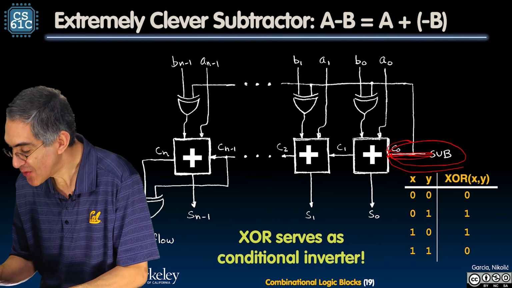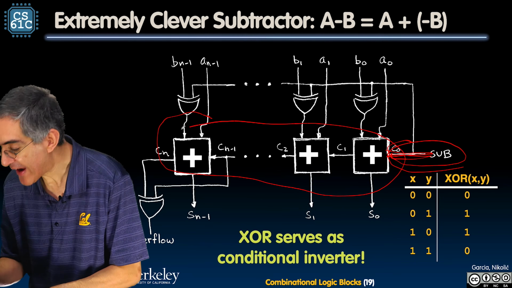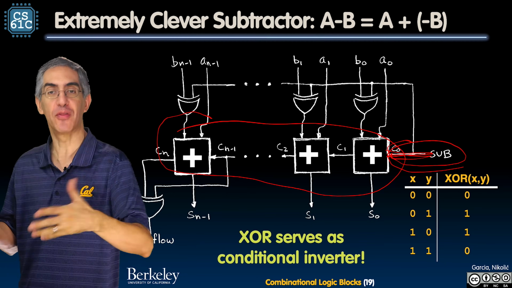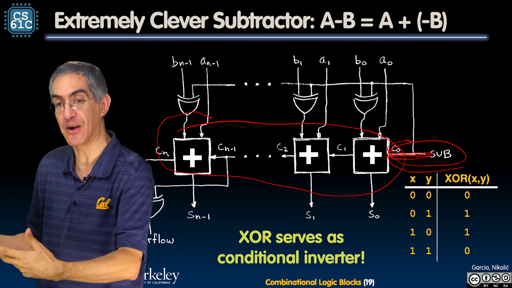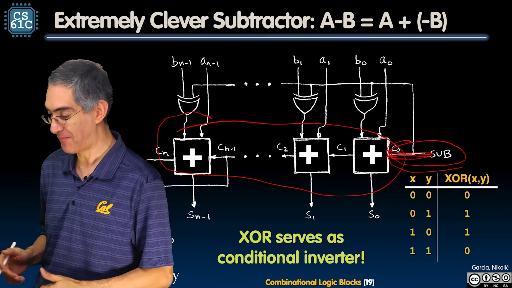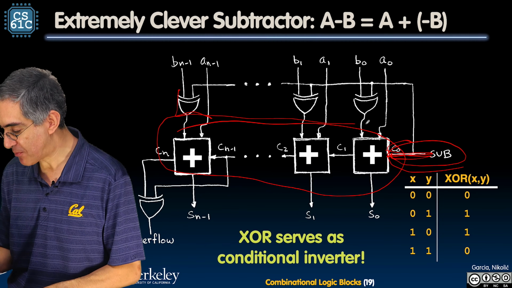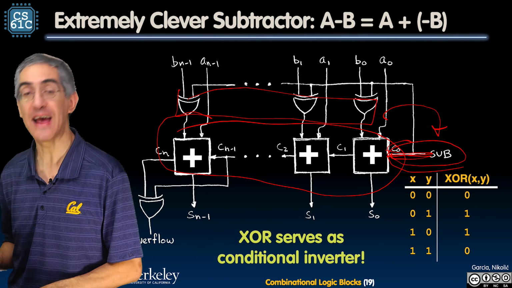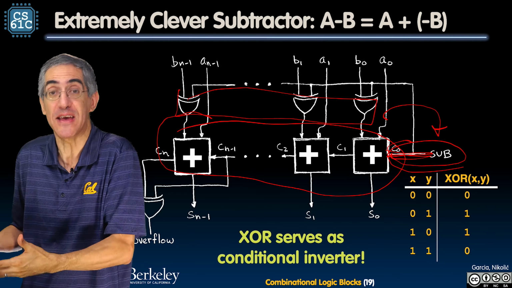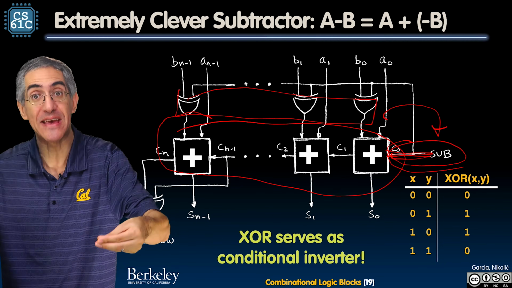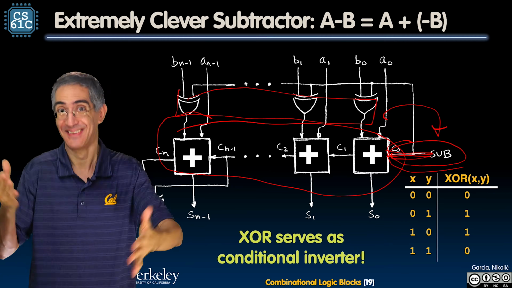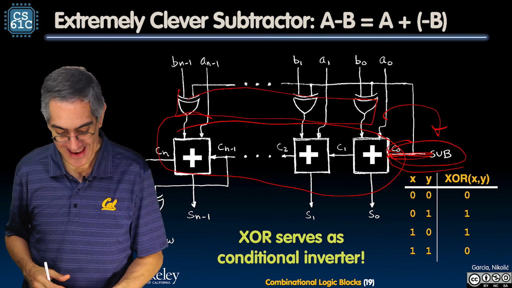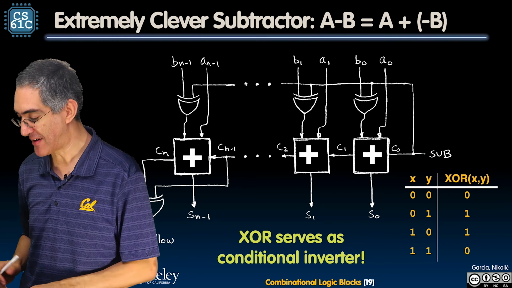So I can reuse my entire subtractor, all the 1-bit adders from my adder, to do a subtraction by just flipping B's bits and adding 1, and now I've flipped B, now it's negative B. Now the bit representation is negative B. A plus negative B, A minus B.